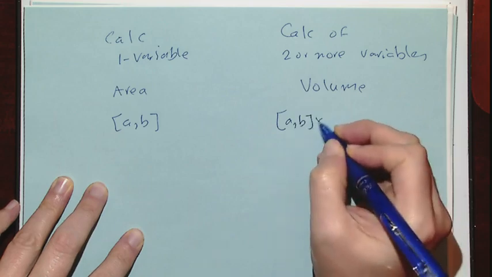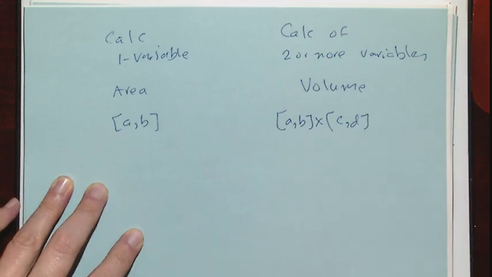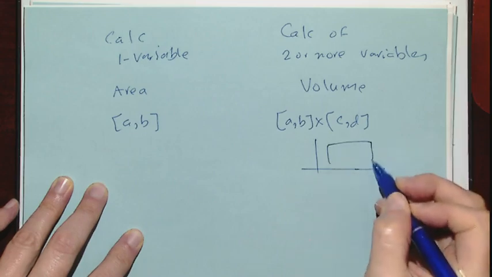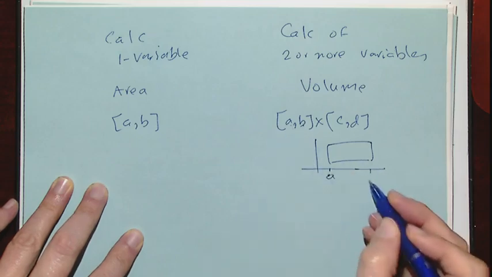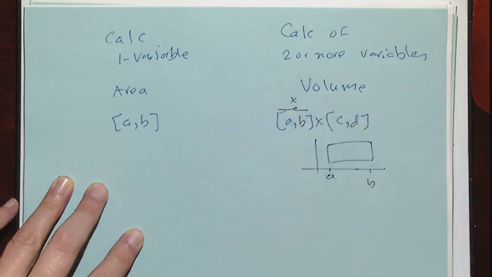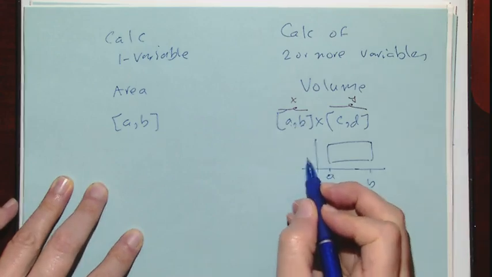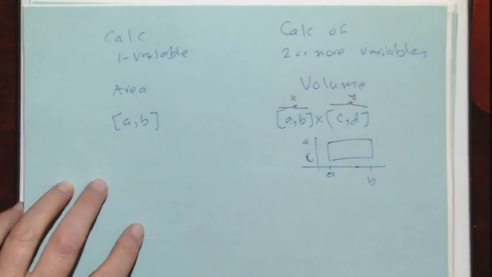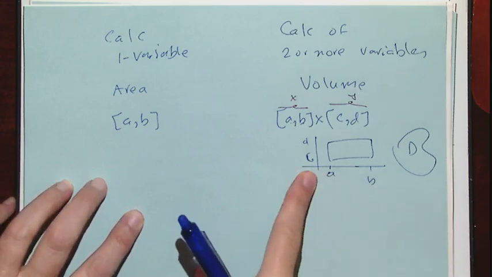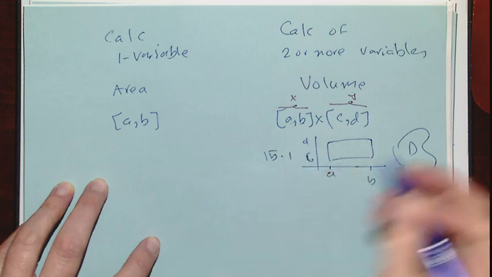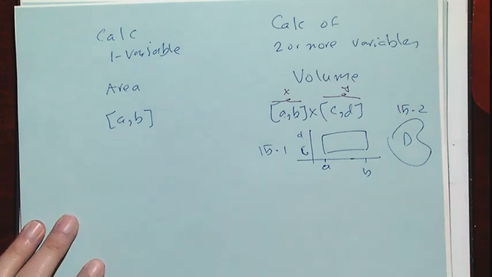Right, for this part it's just a rectangle. What does a rectangle look like? Can you guess what rectangle this is? Here's a rectangle. Can you tell me what is this value and what is this value? A and B. So this part tells you about the x-axis, and that part tells you about the y-axis, and over here is C and D. Right? Later on, it would look like D, like that. But right now, it's just rectangular. This is 15.1, this is 15.2. So you can get multiple shapes.